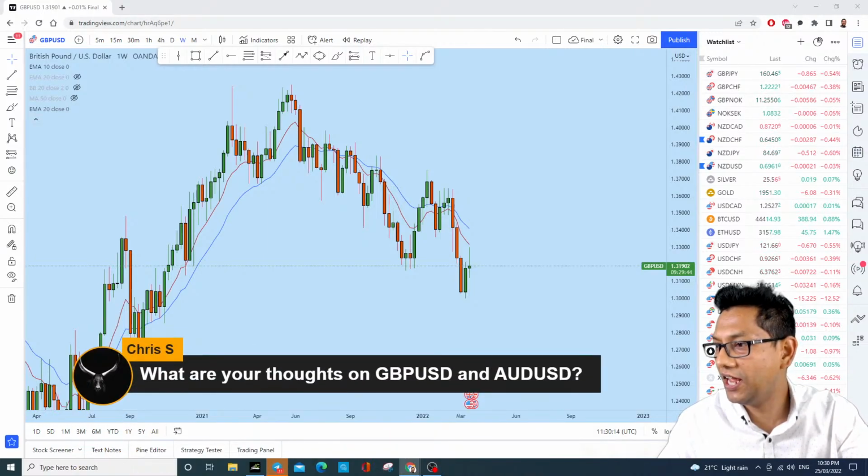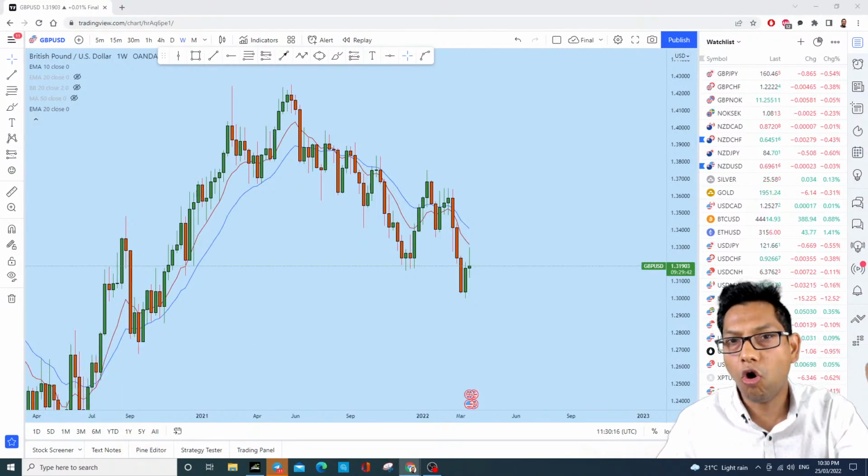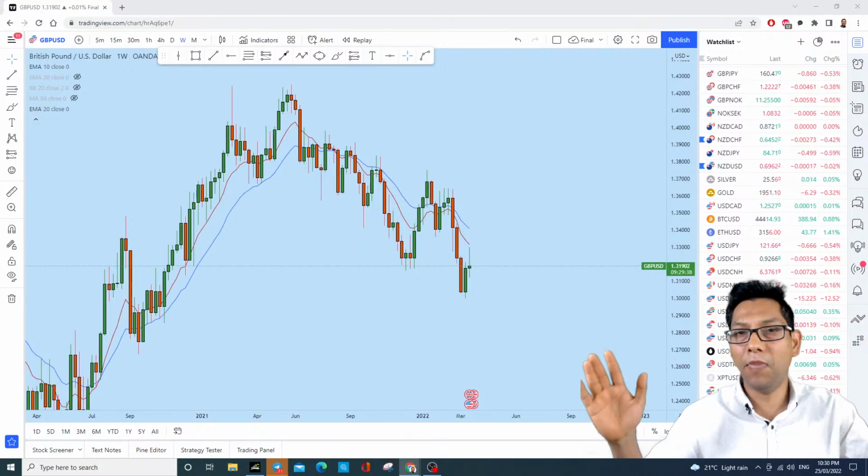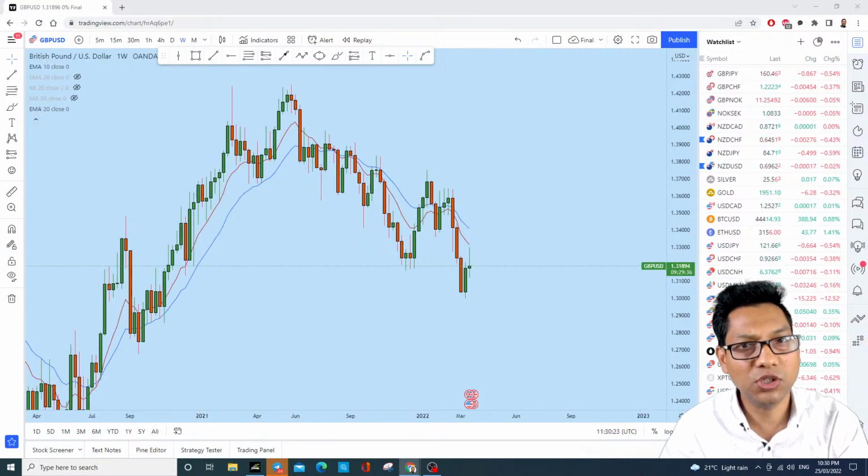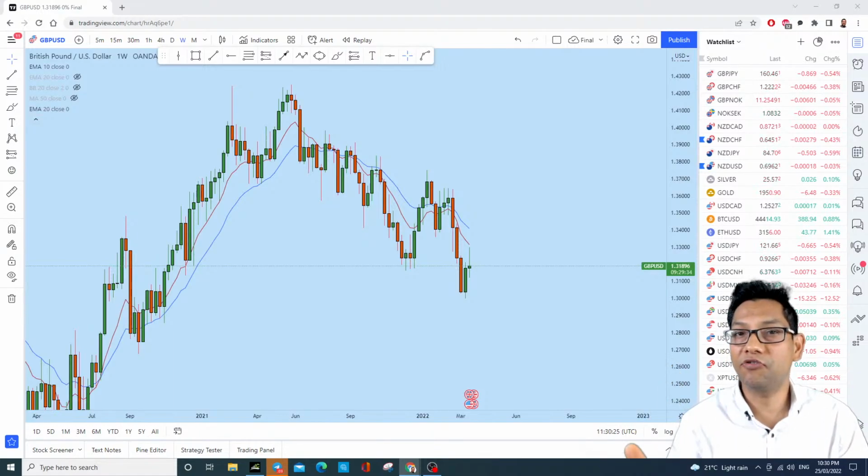GBP USD and AUD USD request, all of them I will be doing one by one complete multi-time frame analysis as well as probably giving a trade signal.